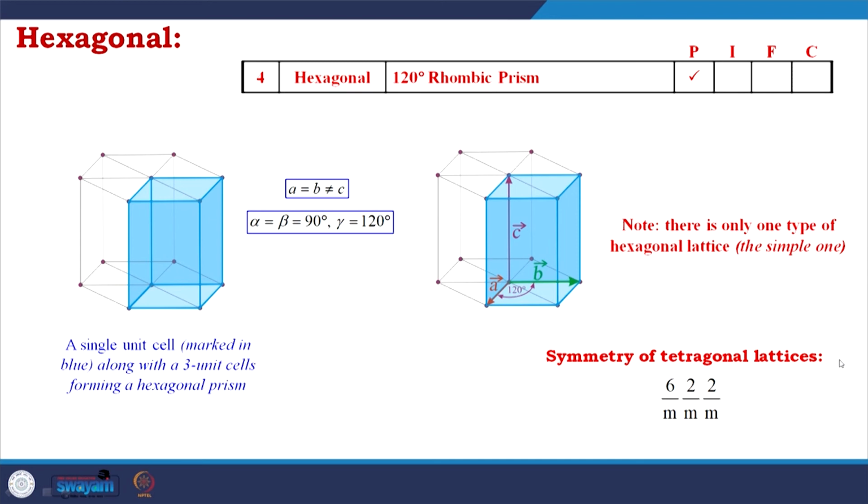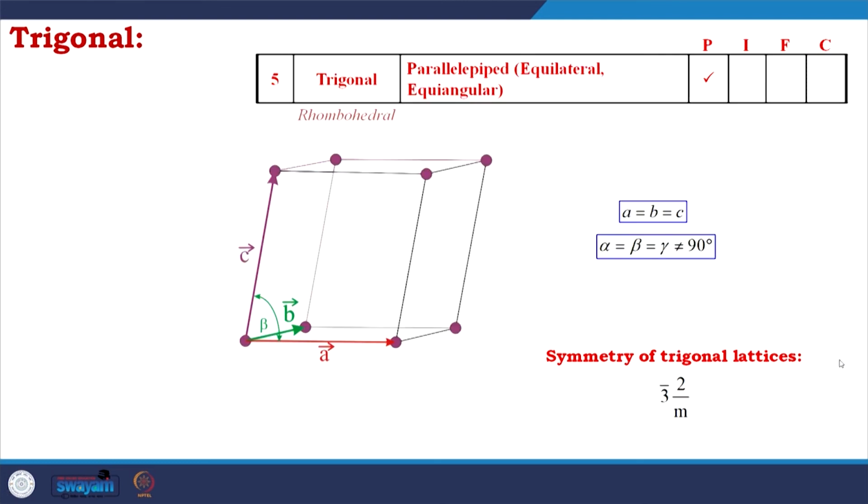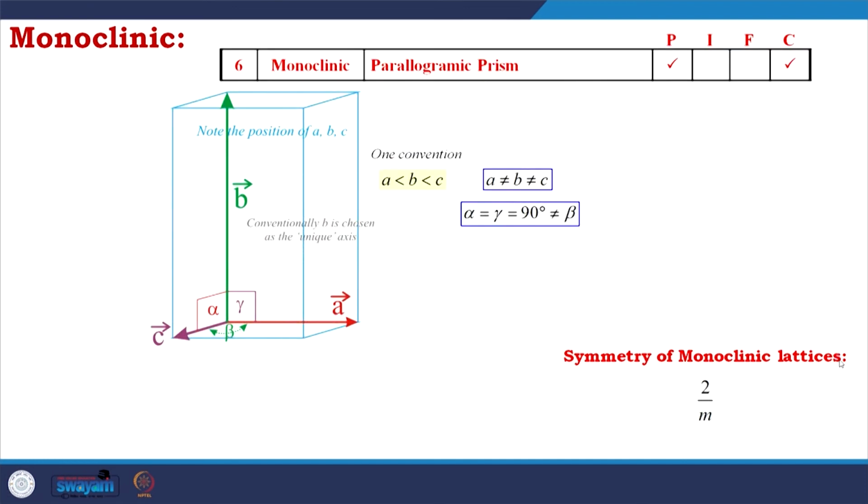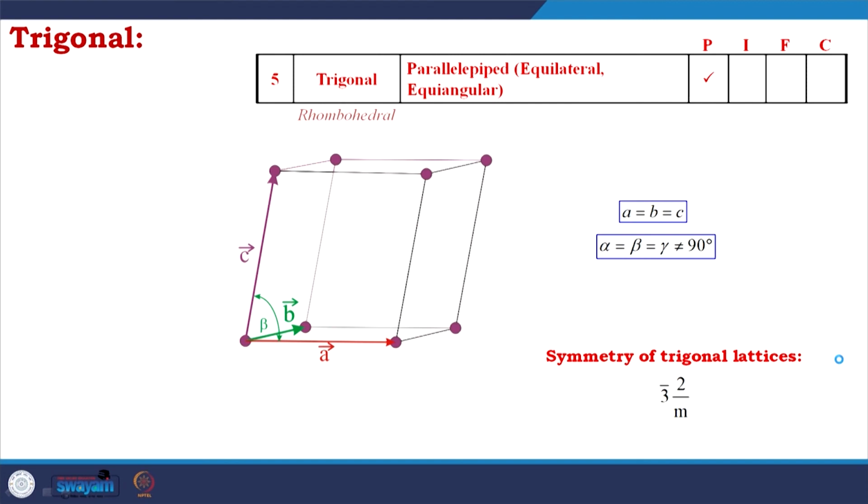The symmetry 6/m 2/m 2/m. Trigonal, it can also be called rhombohedral, it has only primitive again. In the case of trigonal, a equal to b equal to c, alpha equal to beta equal to gamma not equal to 90 degrees, symmetry 3 bar 2/m.